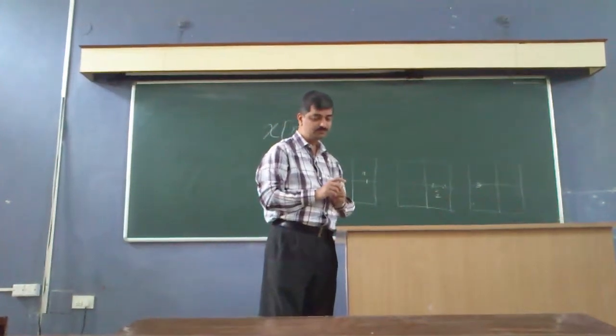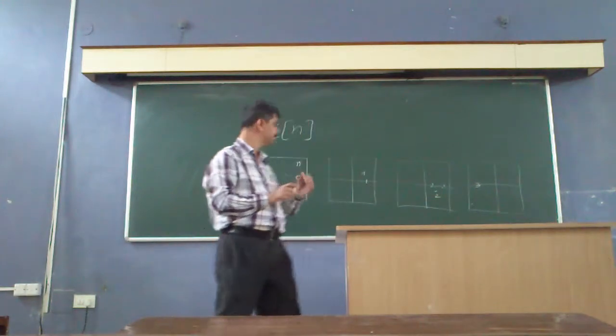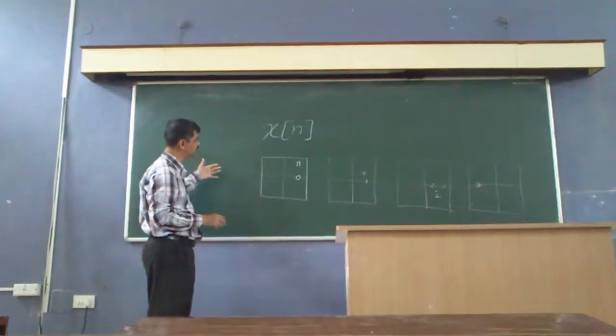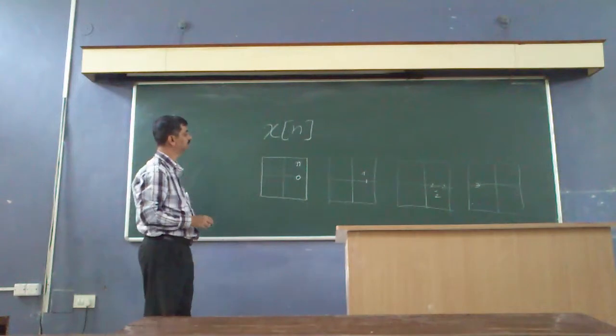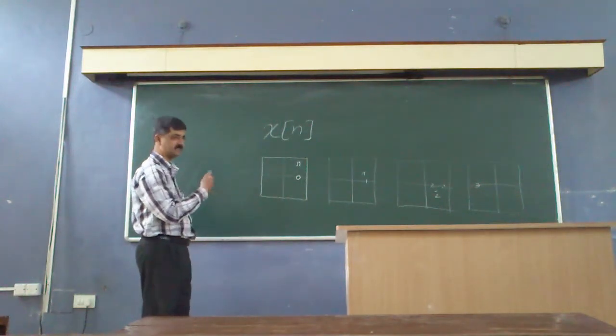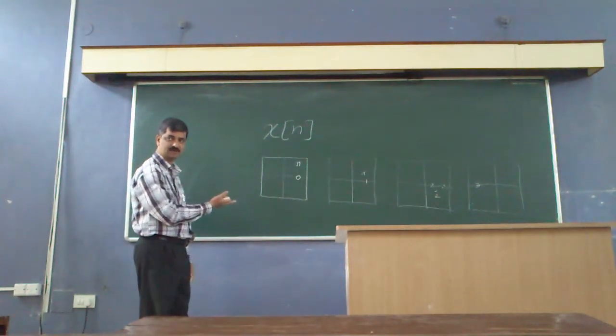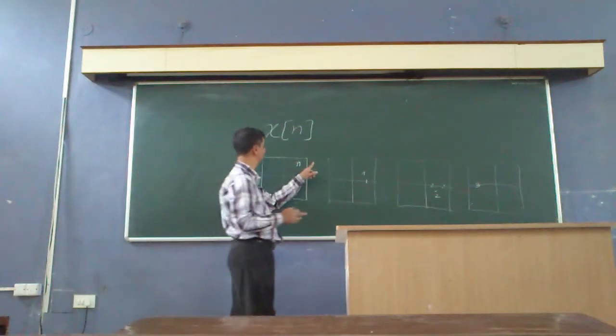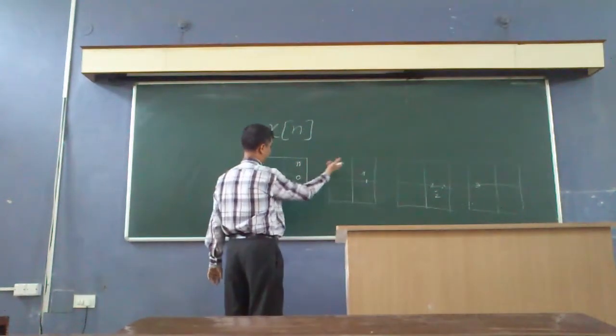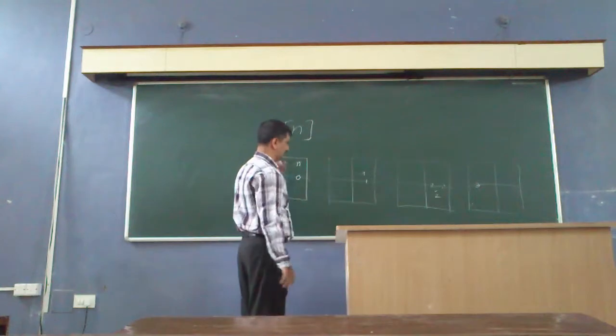Now, what are we thinking? This is for Xn as a sum. This is n for some little n, all right.